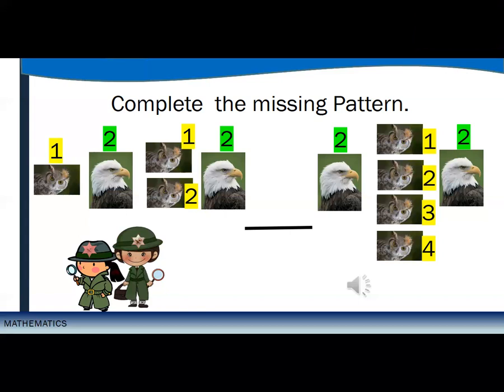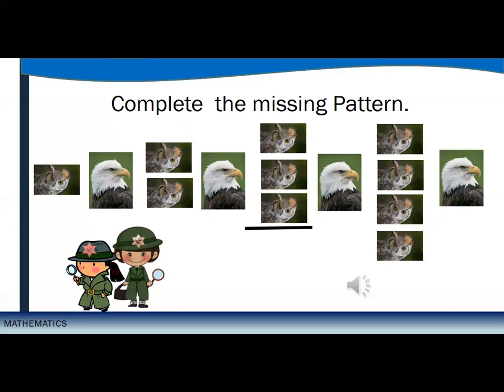Excellent, boys and girls. You are great pattern detectives. We notice that the number of eagles remain the same, and we notice that the owls are increasing or growing by 1 each time. So we saw that we have 1 owl followed by 1 eagle, then 2 owls followed by 1 eagle. And the third spot, we should now have 1, 2, 3 owls. There you have it, boys and girls.